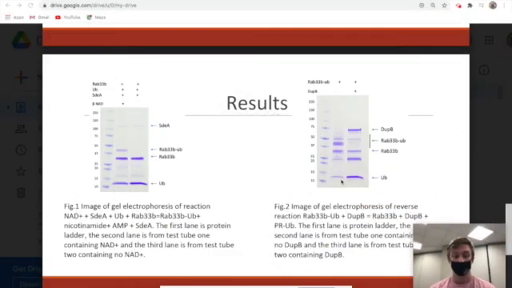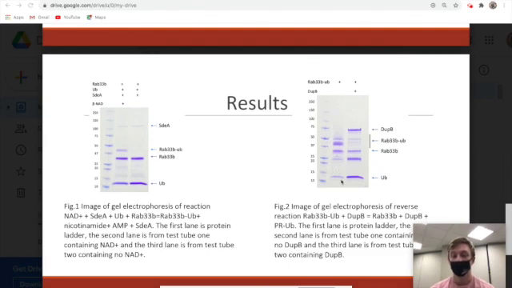So for the results slide, the picture on the left is figure 1 from our first experiment. It is an image of the gel electrophoresis of the reaction NAD plus SDEA plus ubiquitin plus RAB33B, and then RAB33B-UB, and AMP and SDEA. The first lane is the protein ladder, and the next lane is the one from the test tubes containing NAD+, and the third lane is from the test tube containing no NAD+.